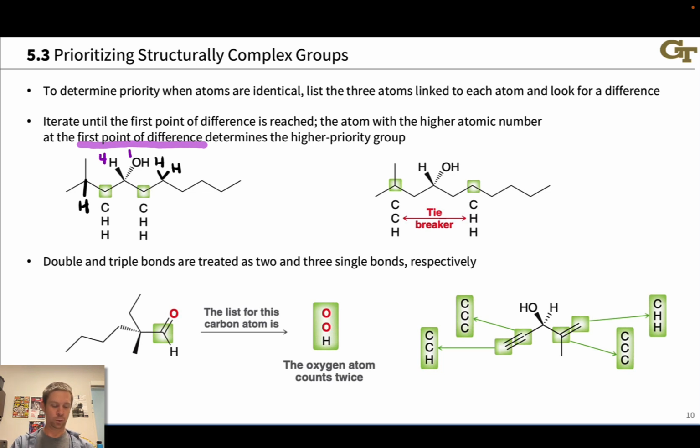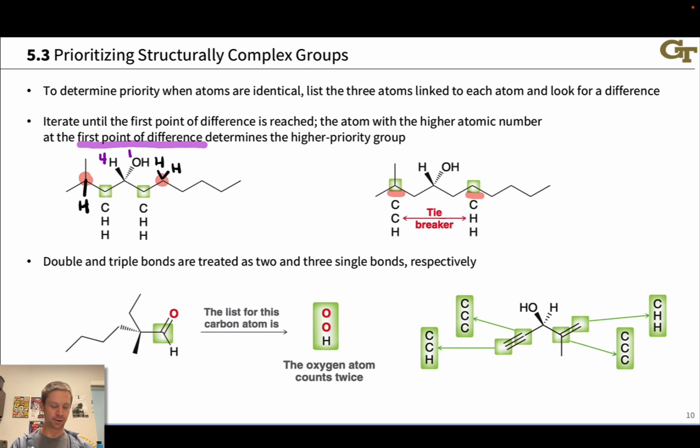And so now when we look at this carbon versus this carbon to prioritize, here they're highlighted in green in this other image, we see that there are 2 carbons connected to that left-hand chain carbon, CH as they're enumerated here, but there's 1 carbon and 2 hydrogens connected to the next carbon in the other chain.